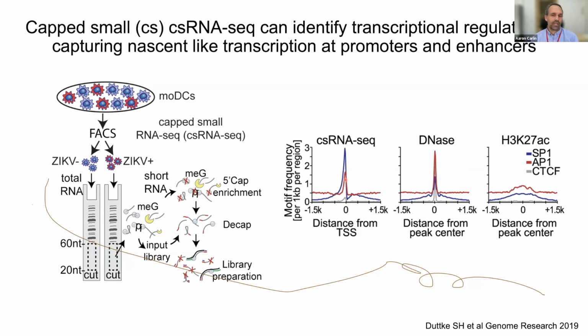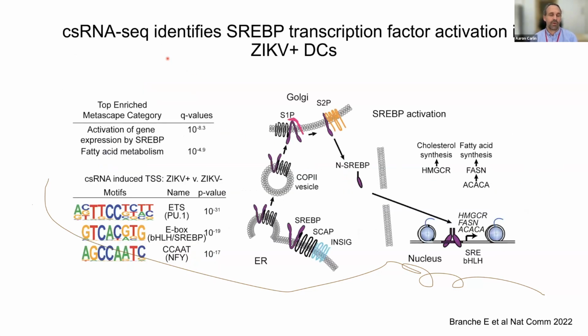And so we utilized basically the same approach that we used previously of sorting cells, fixing them, separating, and looked at the areas where csRNA-seq peaks were increased in Zika virus positive cells. And the top category was activation of gene expression by SREBPs, which are basically a family of transcription factors that are key regulators of lipid biosynthesis. Additionally, when we looked at those motifs that were upregulated in the Zika virus infected cells, we found an E-box motif, which can be bound by SREBP, as well as a CCAAT motif, which is bound by NFY, a transcription factor known to collaborate with SREBPs to drive lipid activation.